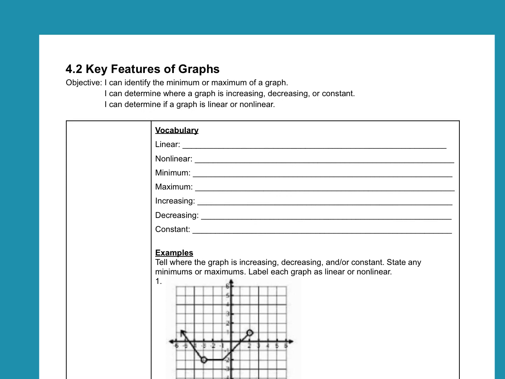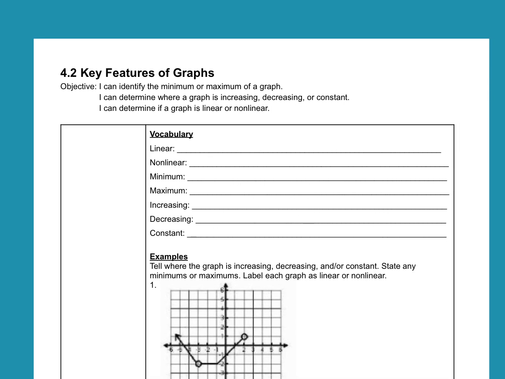For this lesson, we're going to look at some key features of graphs. We're going to start by looking at whether a graph is linear or nonlinear. If a graph is linear, that usually just means that it makes a straight line. So it's nice and straight, no curves. And then if it's nonlinear, it means it is not a straight line.